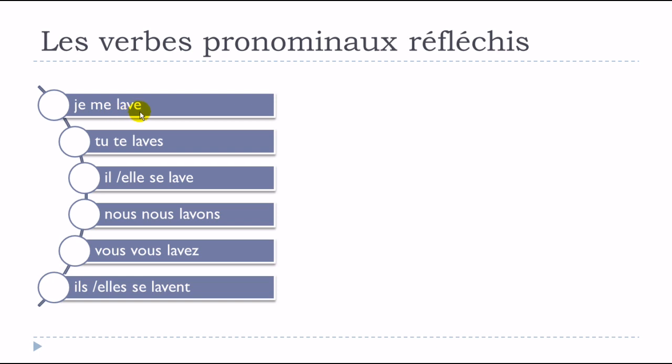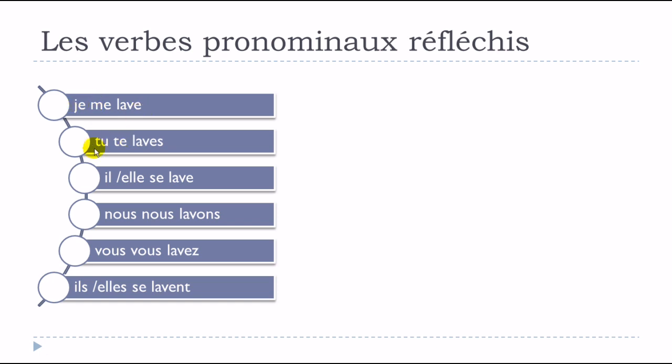Okay, so you can see that laver or se laver in that case is a regular verb. It belongs to the first group. So you've got the normal endings that we have for the present form. Keep in mind that as it's a verb pronominal, you will have to add this thing for je. So je me lave, just to express that you are doing the action on yourself.